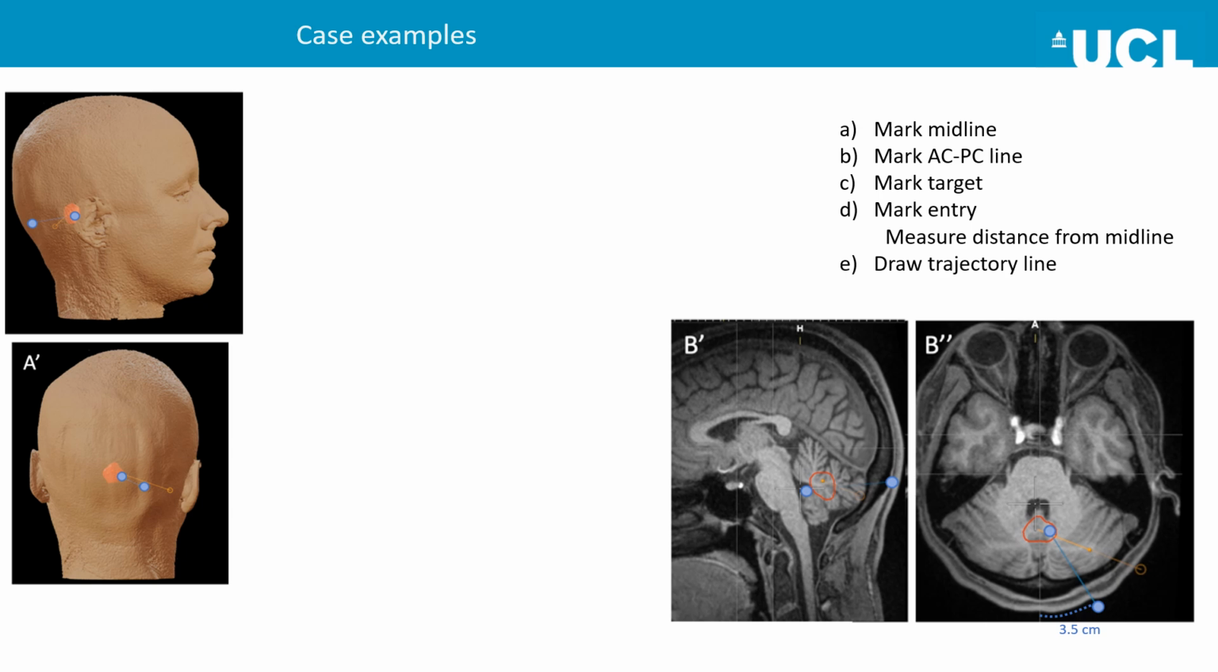So here's an example. We can see that the blue target point projects just behind the earlobe, slightly above the ear canal. And we can also see that the blue entry point projects at the level of the ear canal, and it is 3.5 centimeters away from the midline. So we can mark both points and draw a line, which is our trajectory. And now we know we need to place the frame.